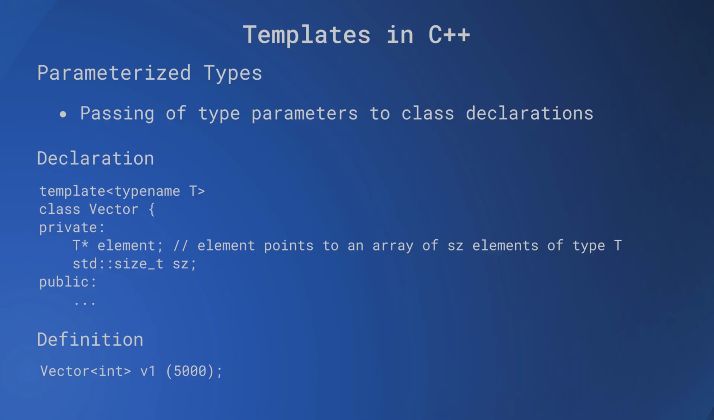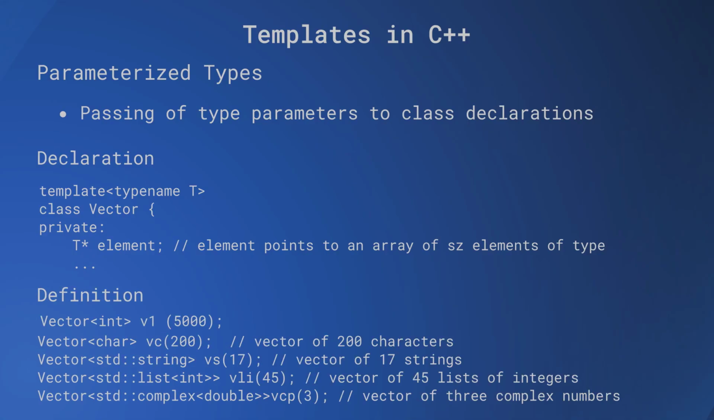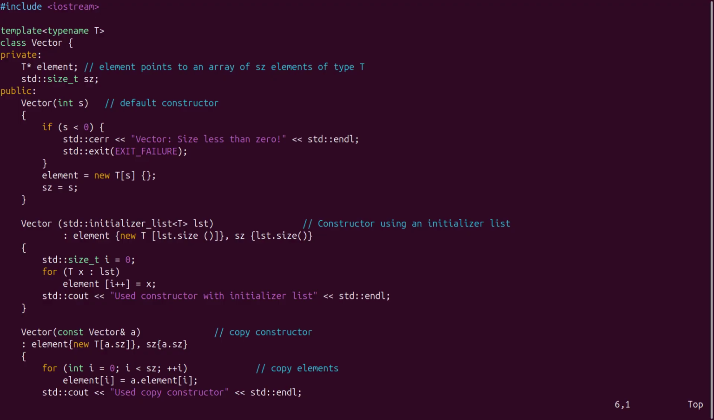For example, we can say vector<int> v1(5000), which is a vector of 5000 ints. Similarly, we have more examples: vector<char> vc(200), vector of 200 characters, vector<std::string> vs(17), vector of 17 strings, vector<std::list<int>> vli(45), vector of 45 lists of integers, vector<std::complex<double>> vcp(3), vector of 3 complex numbers. And this is an example program using a vector class template.